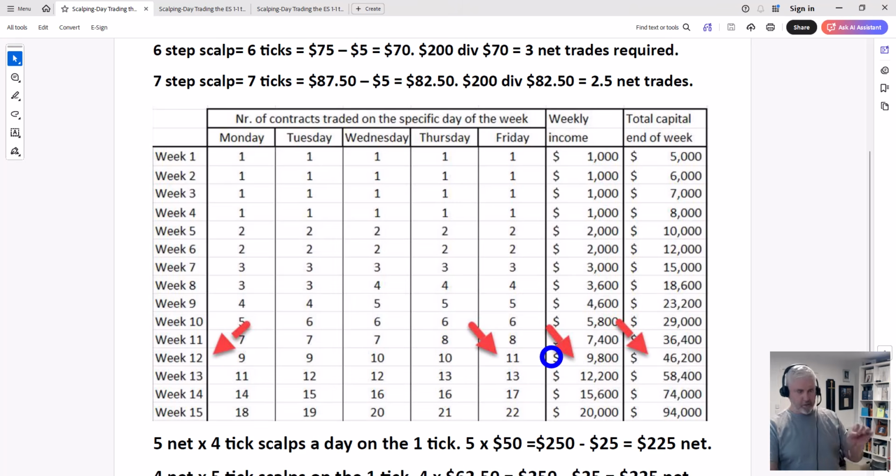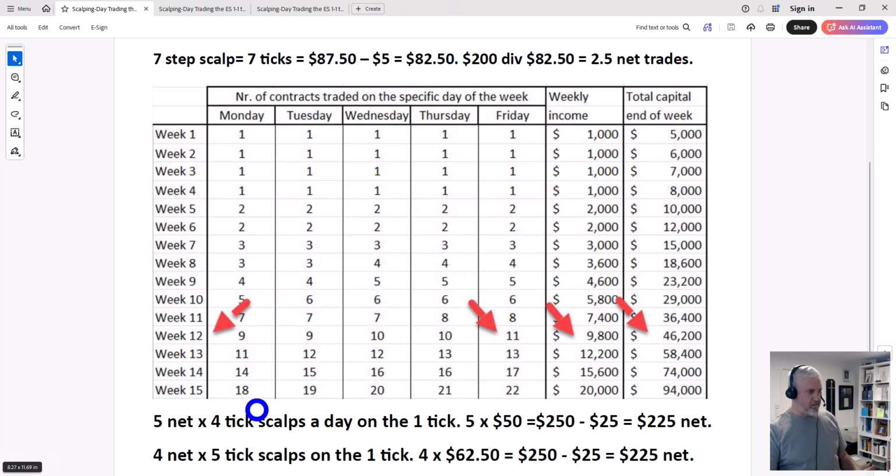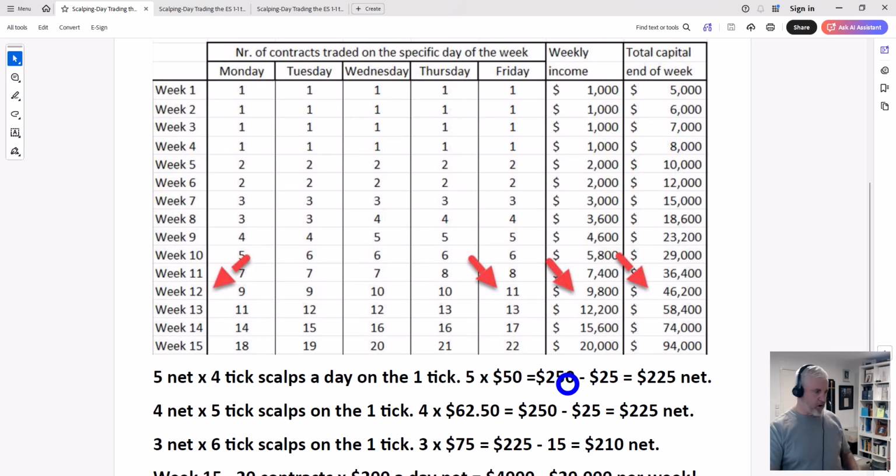potentially, and legally I've got to say that, on $200 a day, you're trading 11 contracts. Basically you've got a $10,000 a week income. 15 weeks, 20,000 a week. That is the true potential. Now before you say, oh, just not possible, wait and see.